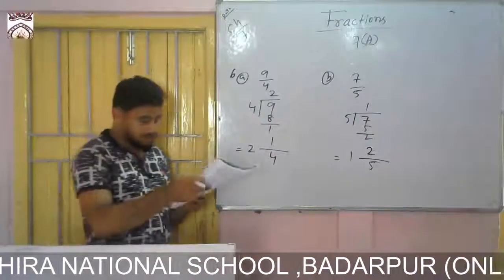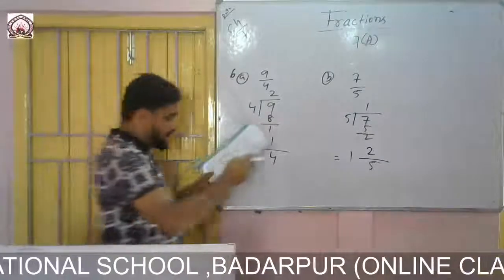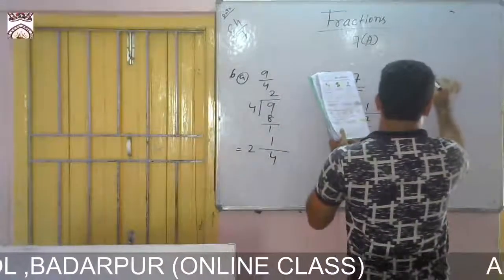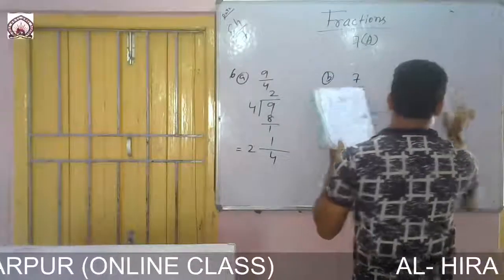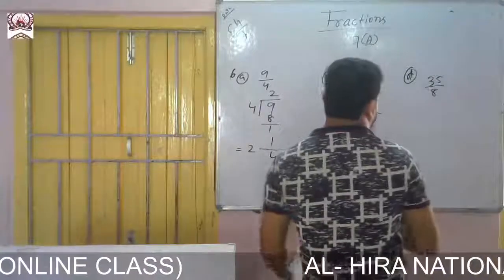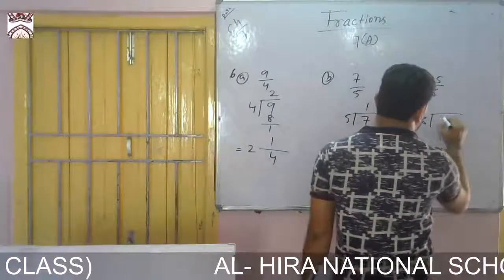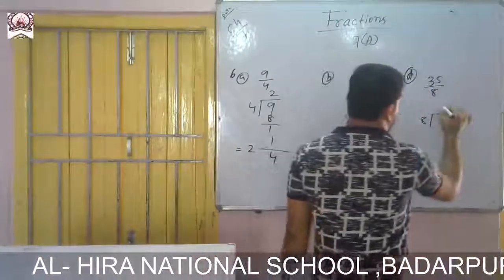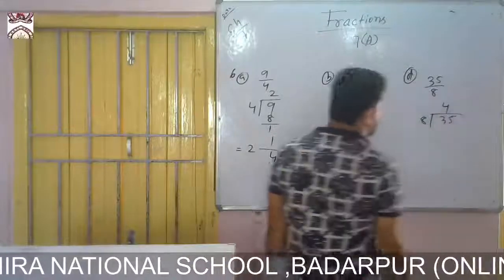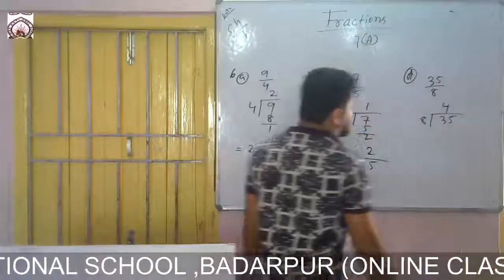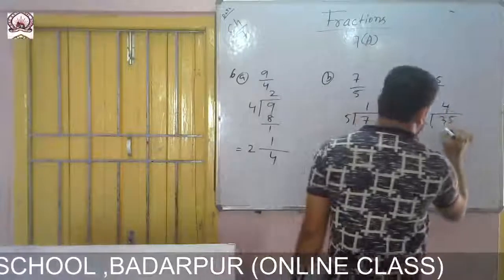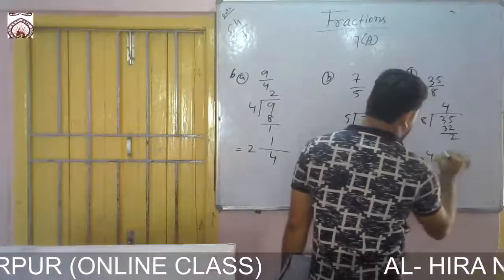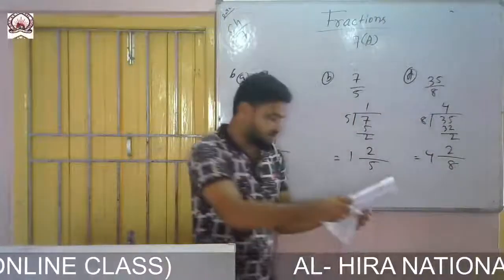Now come to question number D. What is there? 35 by 8. So you divide 35 by 8. 4 8s are 32, and 5 8s are 40. So 4 8s are 32. Remainder 2. So it will be 4, 2 by 8. Okay.